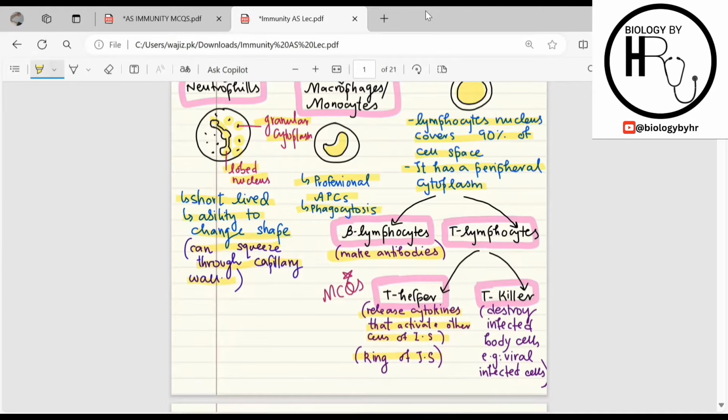If I talk about the T killer cell, the T killer cell destroys the infected body cell, for example, the virus-infected cells. Those cells of the body that are infected by the virus or by any other pathogen are killed by the T killer lymphocytes.